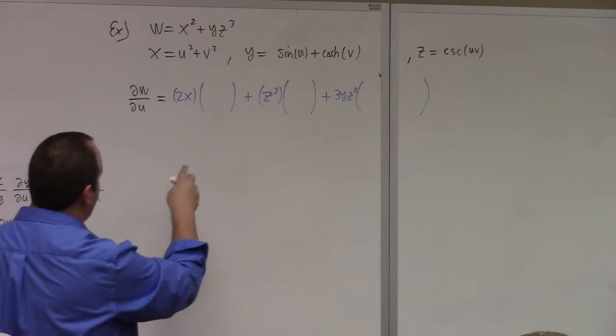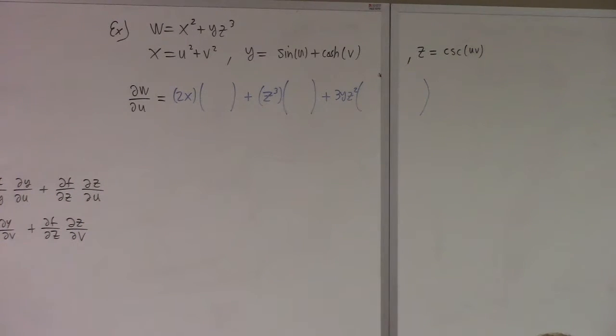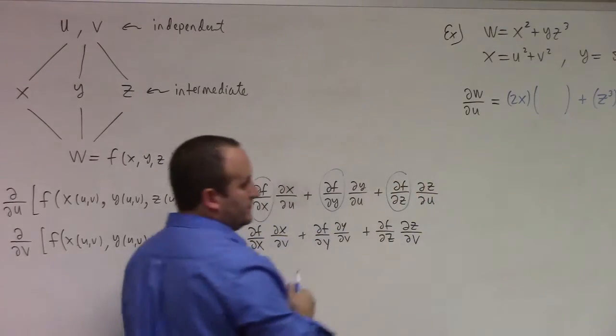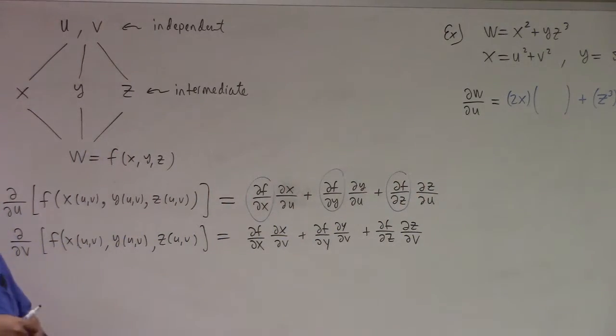Did you see what I did so far? The things that I've written in blue, they're, in terms of the general rule, these intermediate derivatives, right? Now what I'm going to put in parentheses is the partial x partial u, the partial y partial u, the partial z partial u, which is what?